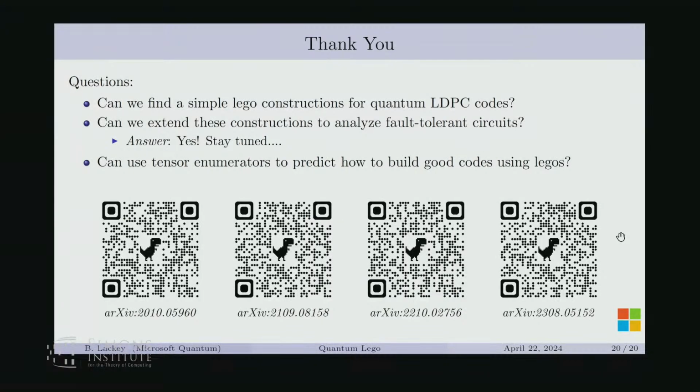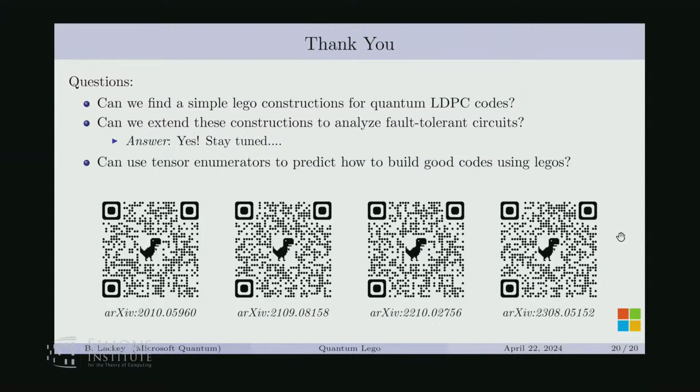Obviously the topic for the day is, how do we make quantum LDPC codes really work for us? And so the question that I have is, can I find a simple Lego construction for these things? Because if I can, then there's a good chance I can write down their enumerators explicitly and get exact distances, and in fact, a lot of the additional properties from those. We can extend these constructions to analyze fault-tolerant circuits. The answer to this is yes. Stay tuned. I was hoping to have an answer today, but maybe a little bit later this week.